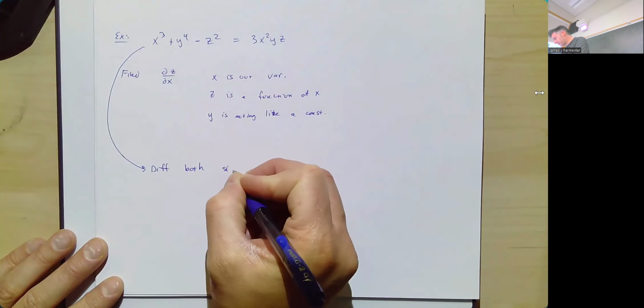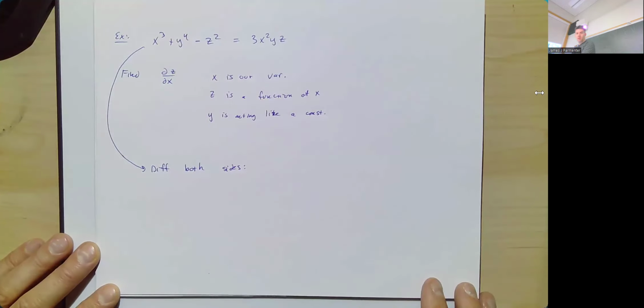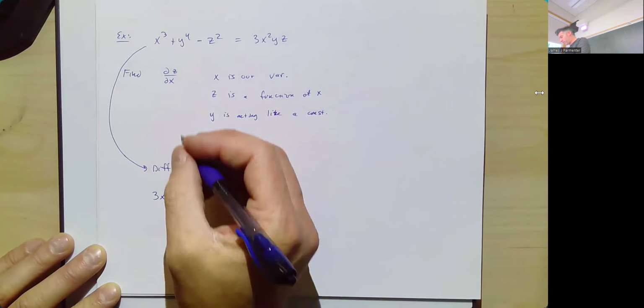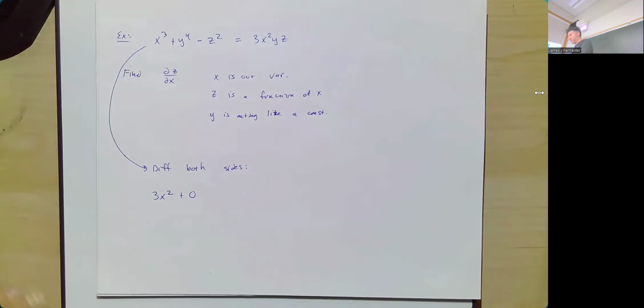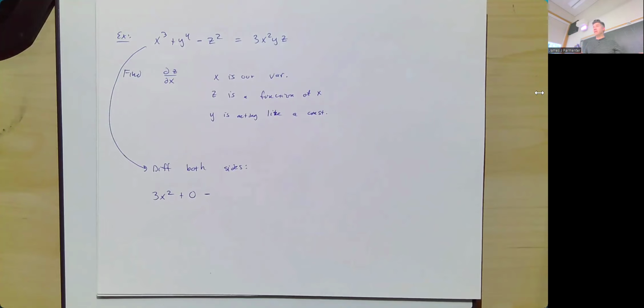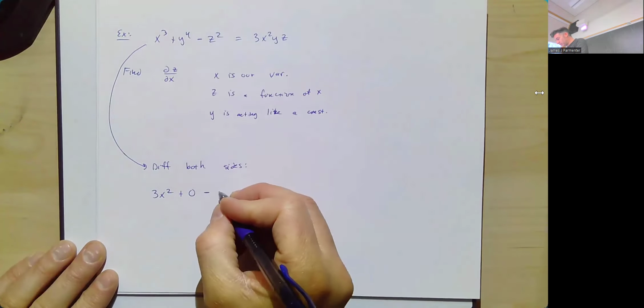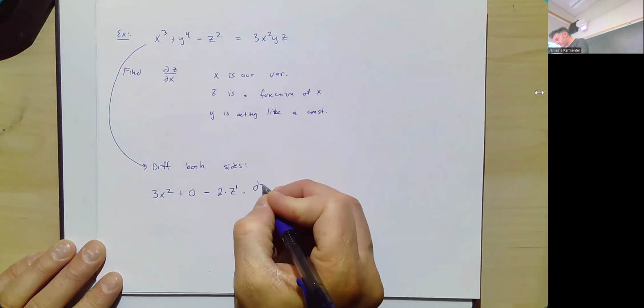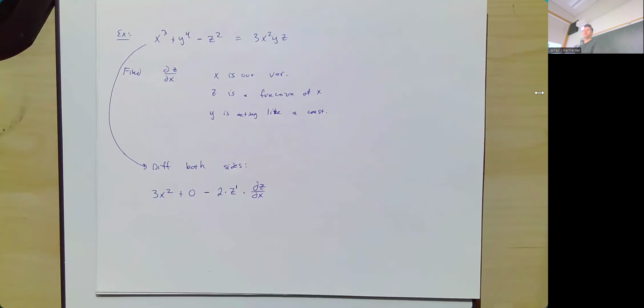differentiating both sides. Derivative of x cubed is 3x squared. Derivative of y to the fourth is 0. And now here's where we have to be extra careful. Normally, you would think of just like if you're differentiating with respect to z, the derivative of z squared would be 2z. But since z is a function of x, or we're pretending like it's a function of x, z is our quote unquote stuff. And the derivative of some stuff squared is 2 times your stuff to the first power times the derivative of your stuff.